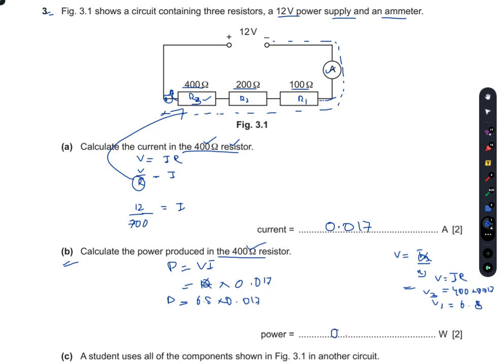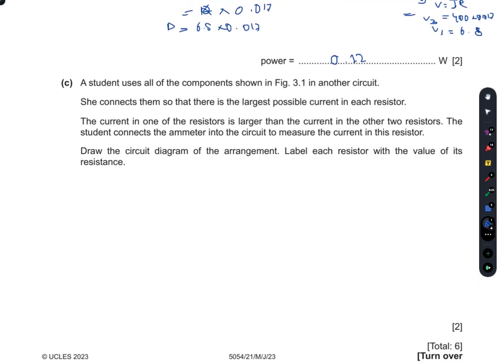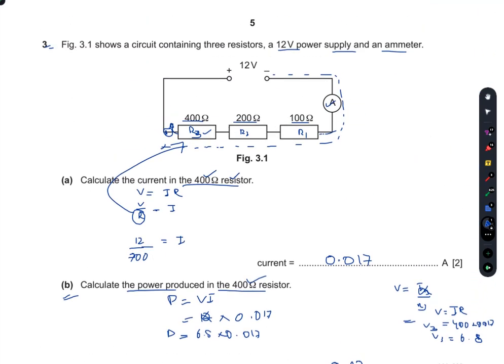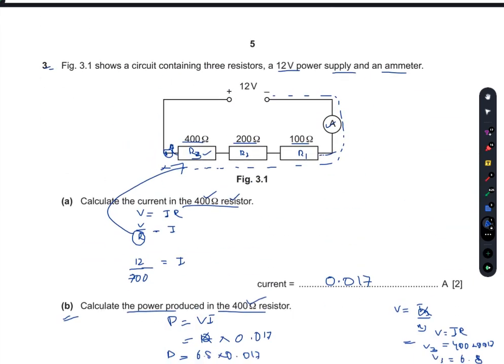So 0.12 watt approximately is the power produced in the 400 ohm resistor. Question number 3, C part. A student uses all of the components shown in figure 3.1 in another circuit. Okay, so I can see here.